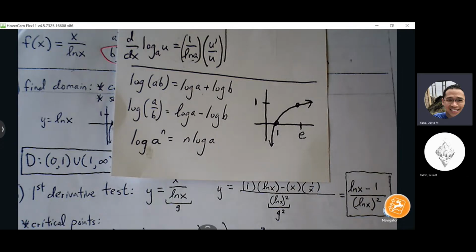So with natural log of x equals one, there are two ways to do it. You can rewrite it as e to the one, or figure out the solution another way.